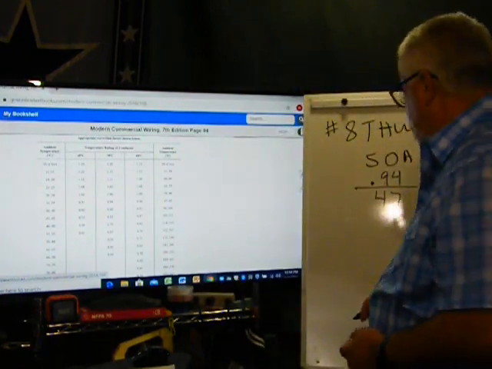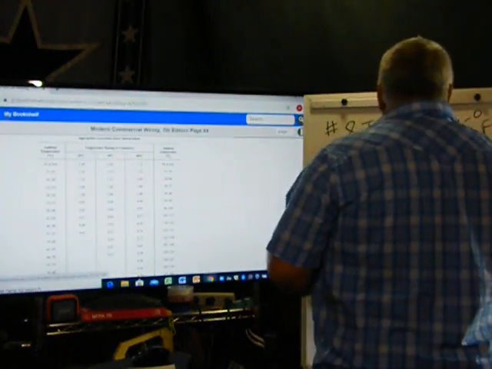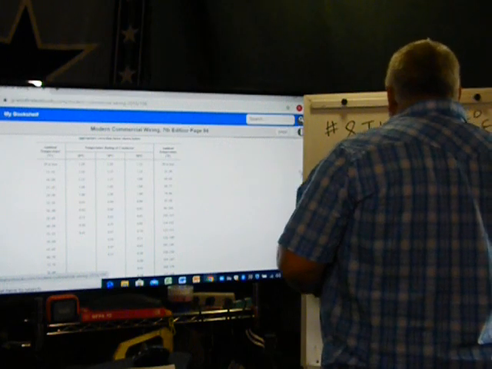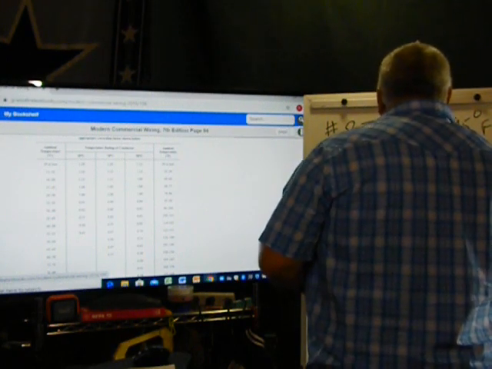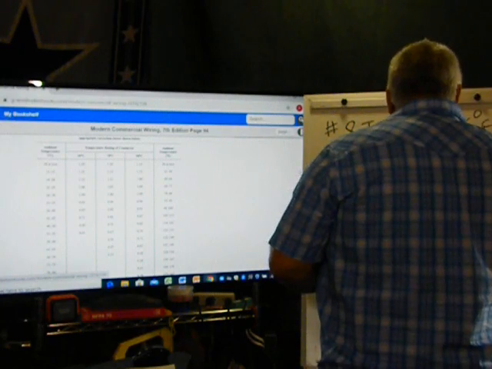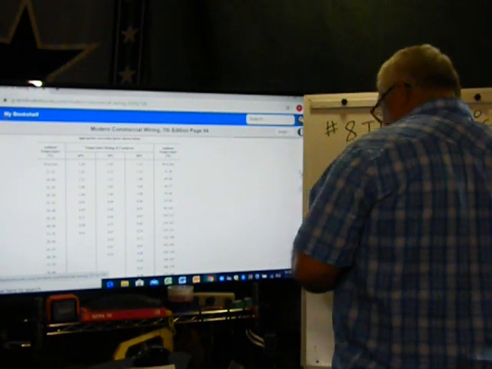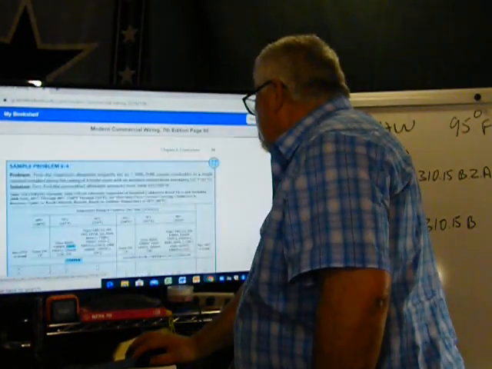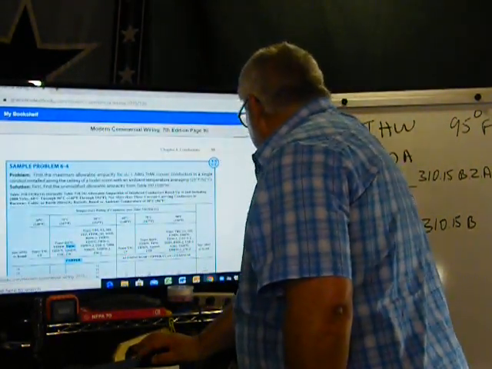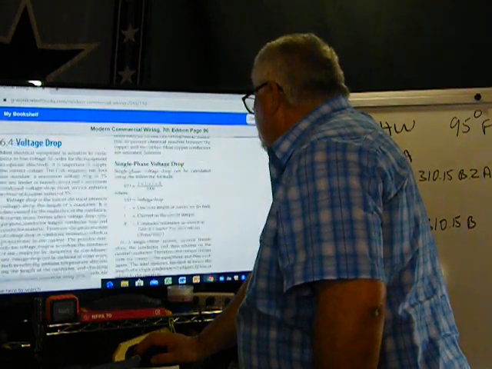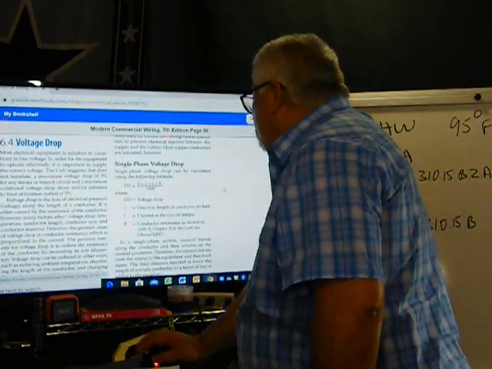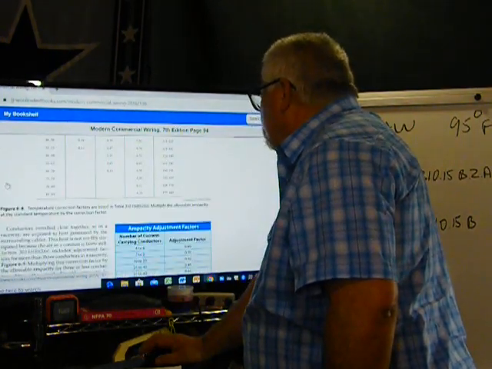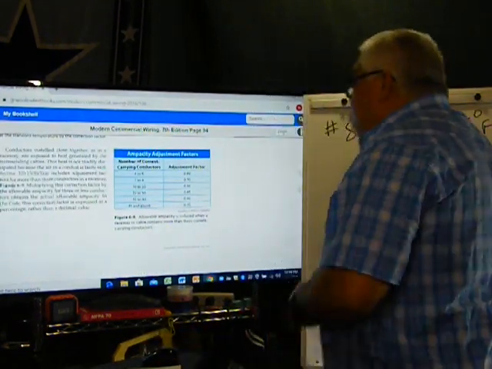Okay, now I go in there, and this is from 310.15(B)(2)(a). Then it's 310.15(B), the next one. Where's that other one? Oops. There it is.